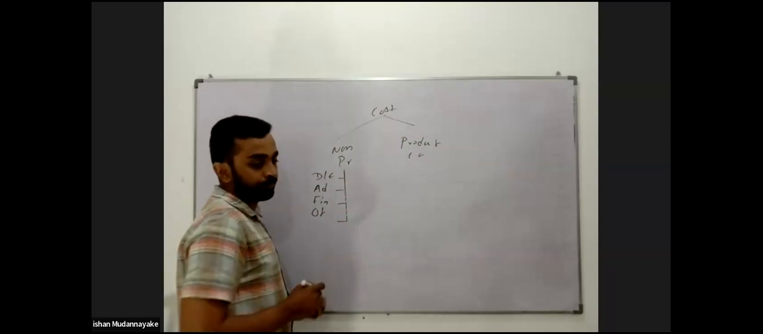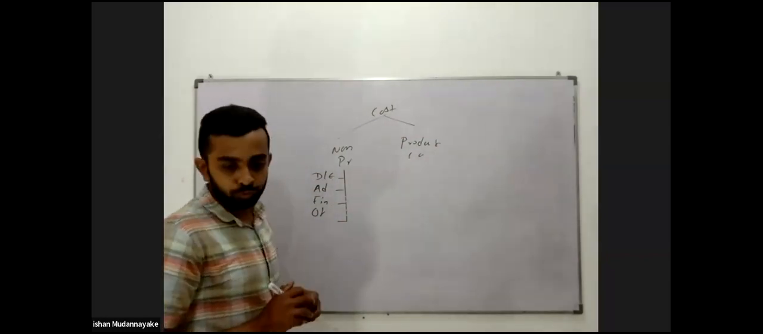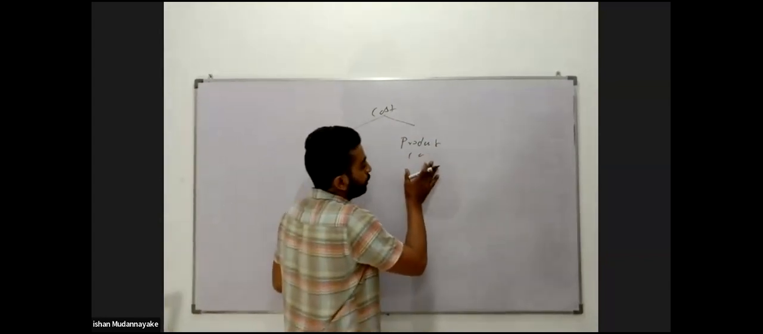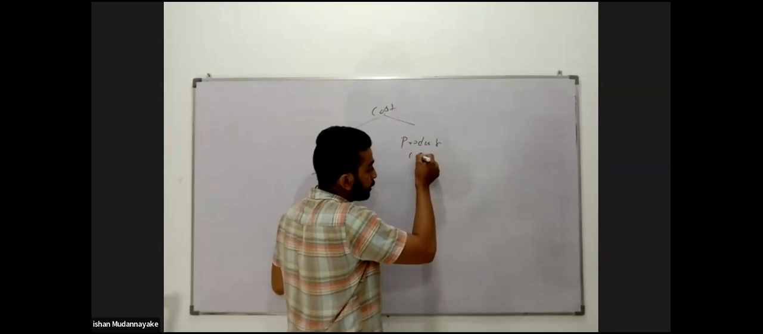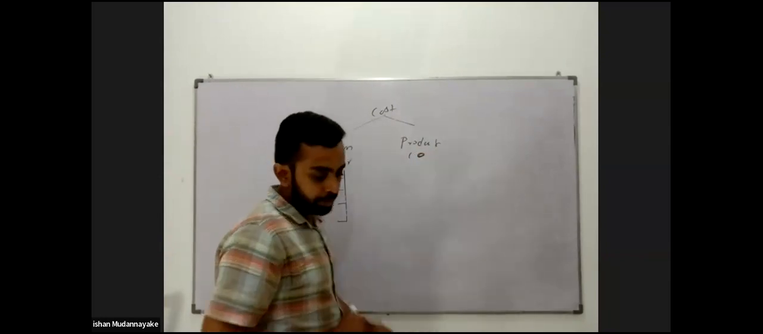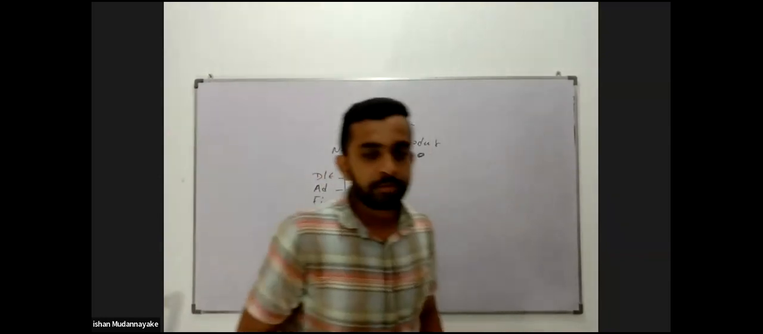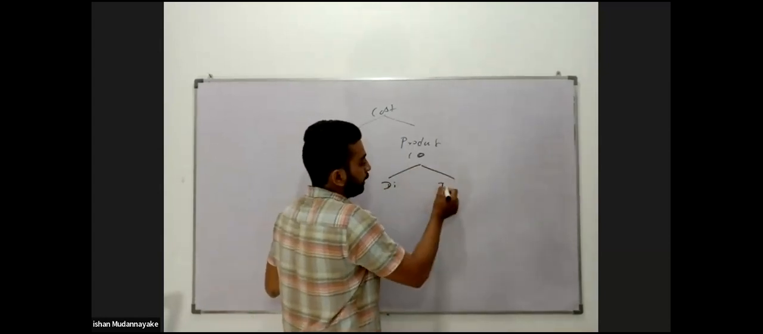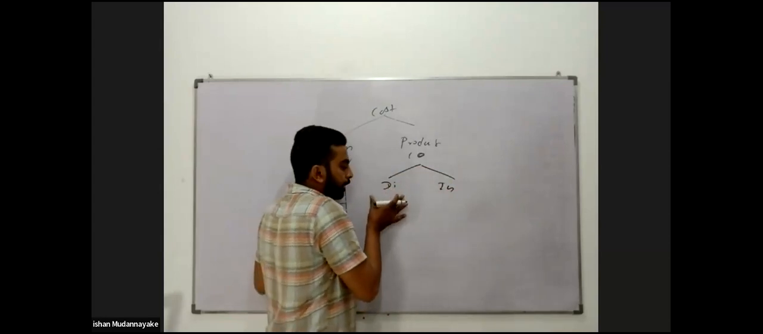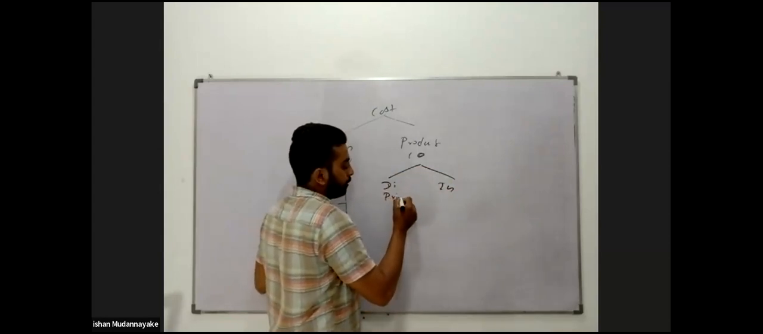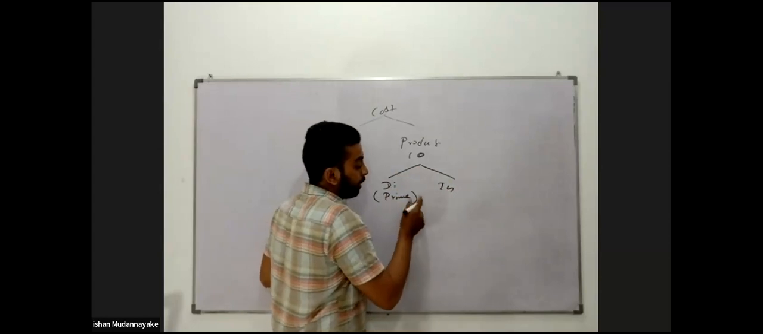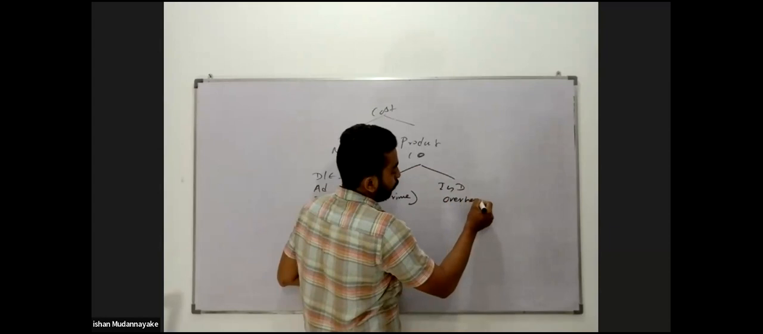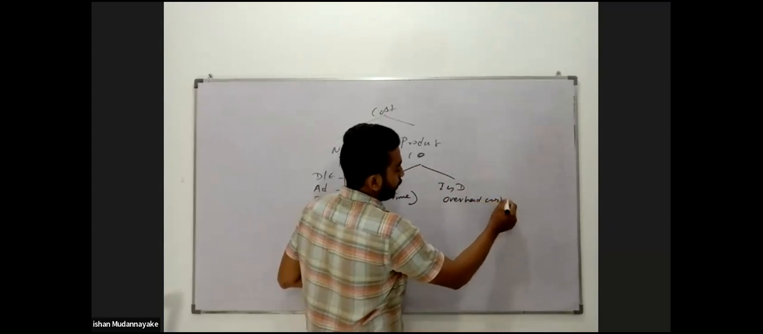Already you have learned this under chapter 4 and chapter 5. Then production costs in a manufacturing business organization, basically we can divide into two: direct cost and indirect cost. Another name for direct cost is prime cost. Another name for indirect cost is overhead cost.